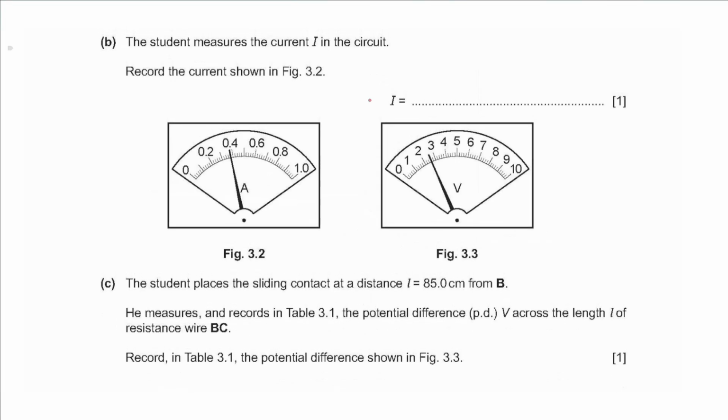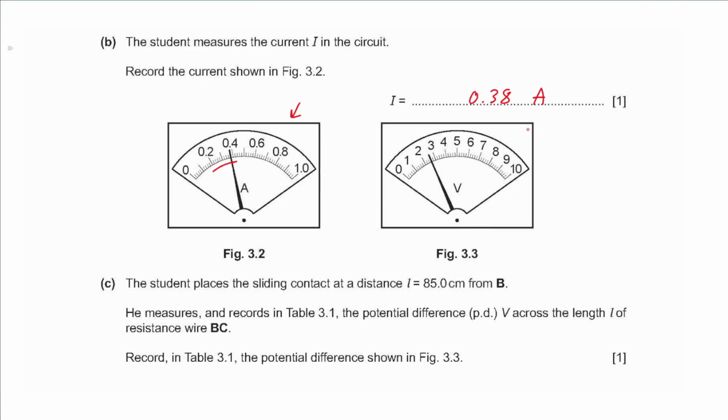Part B says the student measures the current I in the circuit. Record the current shown in figure 3.2. So this is 10 divisions from point 2 to point 4. So each division is actually 0.02. So the one right before 0.4 is actually 0.38. And the unit here is ampere.